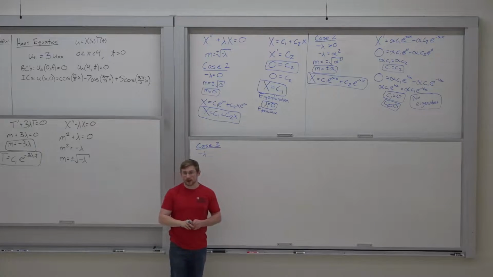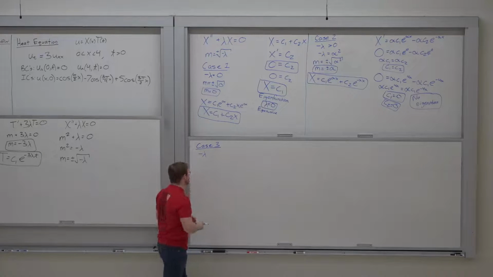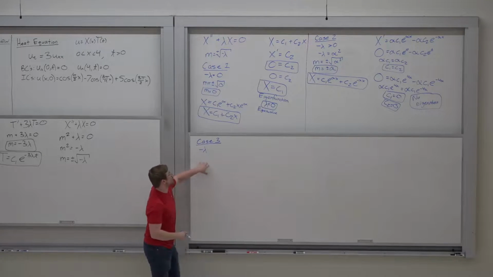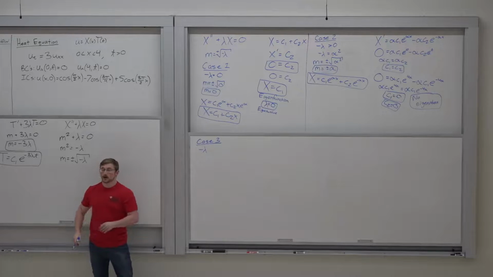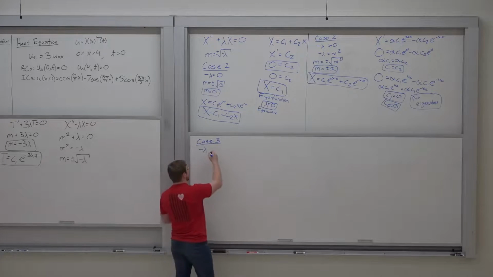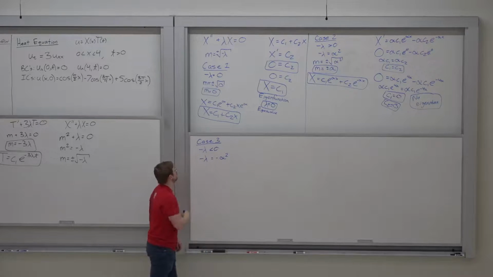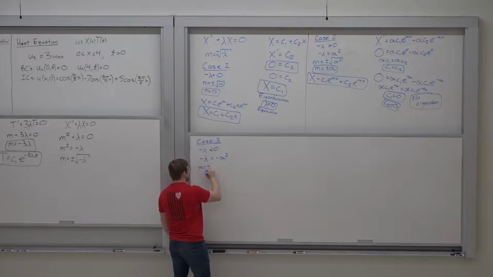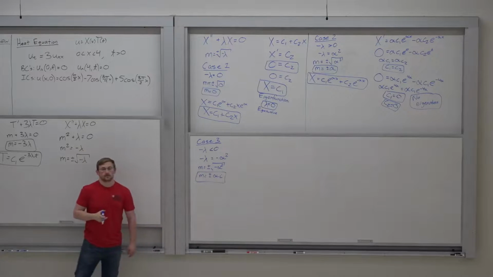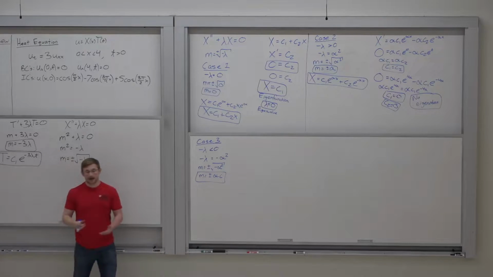Are we ready to jump into case 3? Let's go. So we say that everything underneath the square root, negative lambda, is now less than 0. So I'm going to set my negative lambda equal to negative alpha squared, which means that m is equal to plus or minus the square root of negative alpha squared, which means that m is equal to plus or minus alpha i. So now we have imaginary.